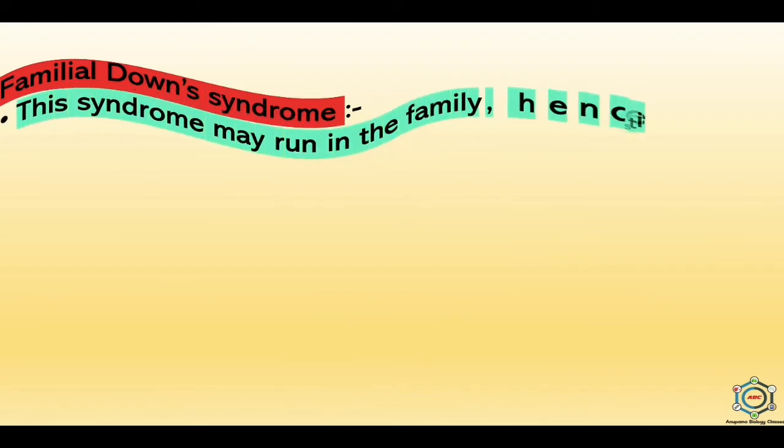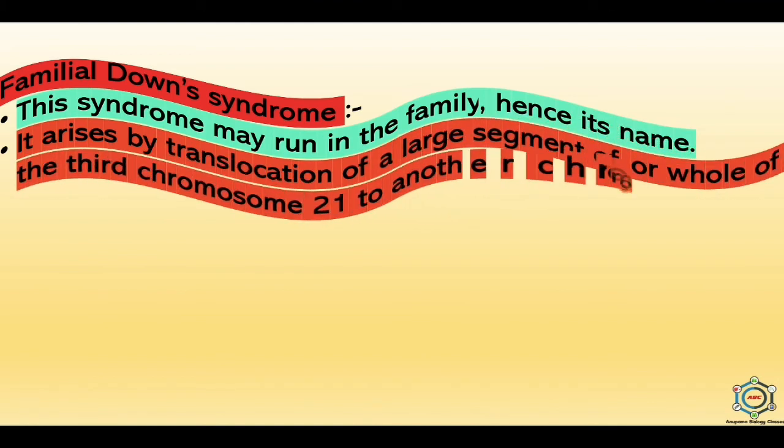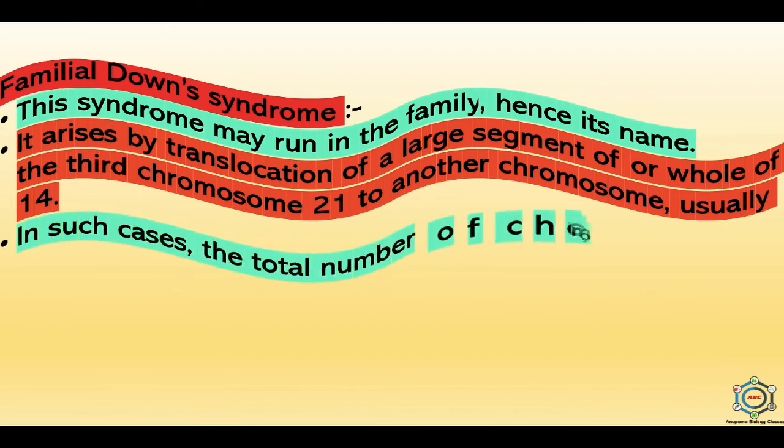Now, the familial Down syndrome. What is familial Down syndrome? This syndrome may run in the family, hence its name. It arises by translocation of a large segment of or whole of the third chromosome 21 to another chromosome, usually 14.